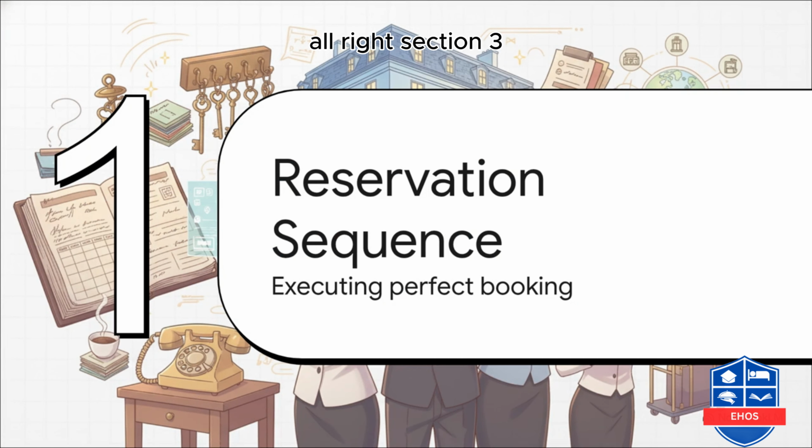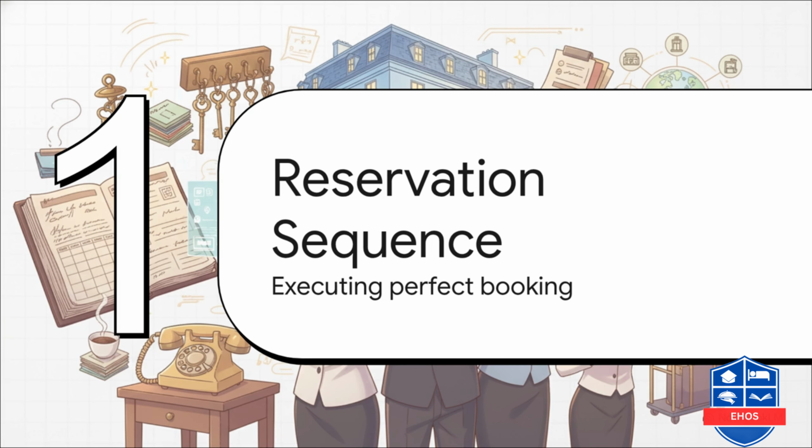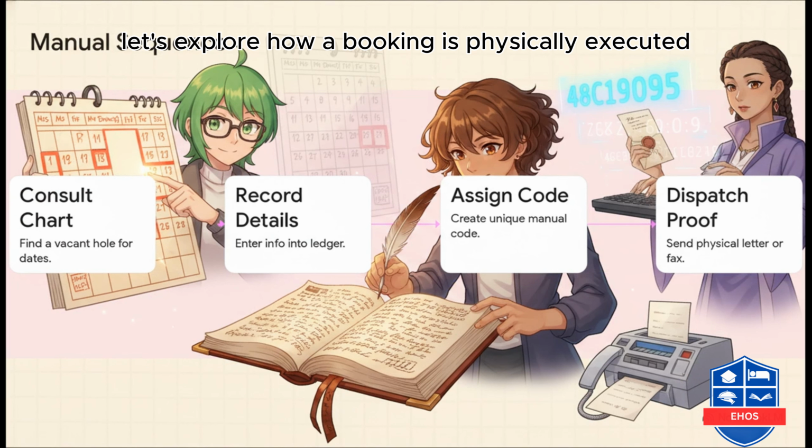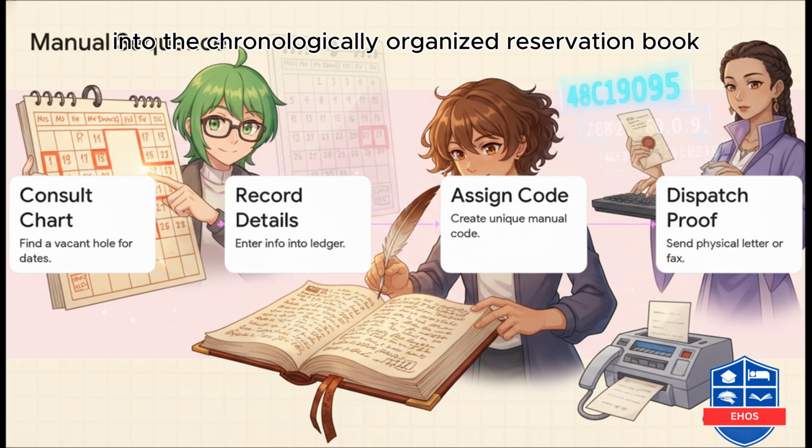All right, Section 3, the reservation sequence, executing the perfect booking. Now that we know our tools, let's explore how a booking is physically executed with absolutely zero margin for error. When an inquiry comes in, step 1 is consulting that visual availability chart to find a vacant hole for the requested dates. Step 2, once confirmed, you record the intricate details into the chronologically organized reservation book.